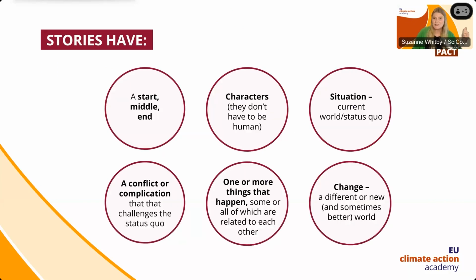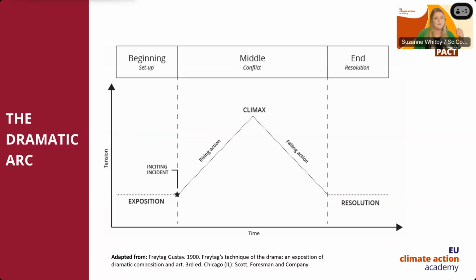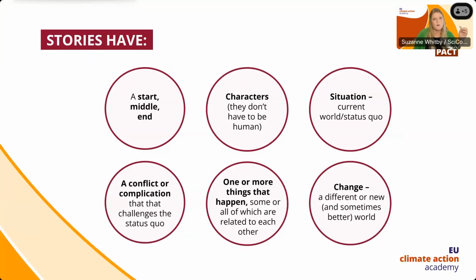They've got a good start, a middle, and an end. They have characters. The characters do not have to be human, right? It's useful if they are because we really resonate with human characters. We need to have a situation, right? A status quo, the world as it is. We need to have a conflict or a complication, something that challenges the status quo. We need to have one or more things that happen, right? So this is our action, and we need to have change.